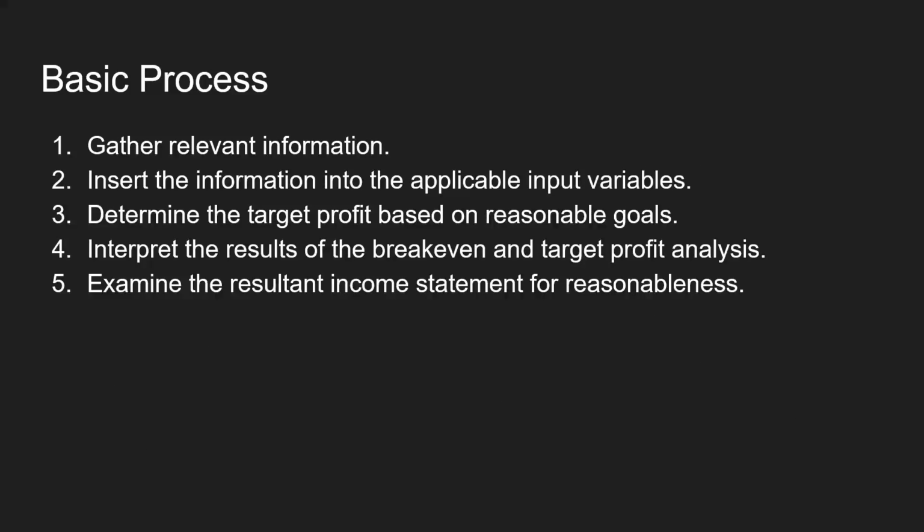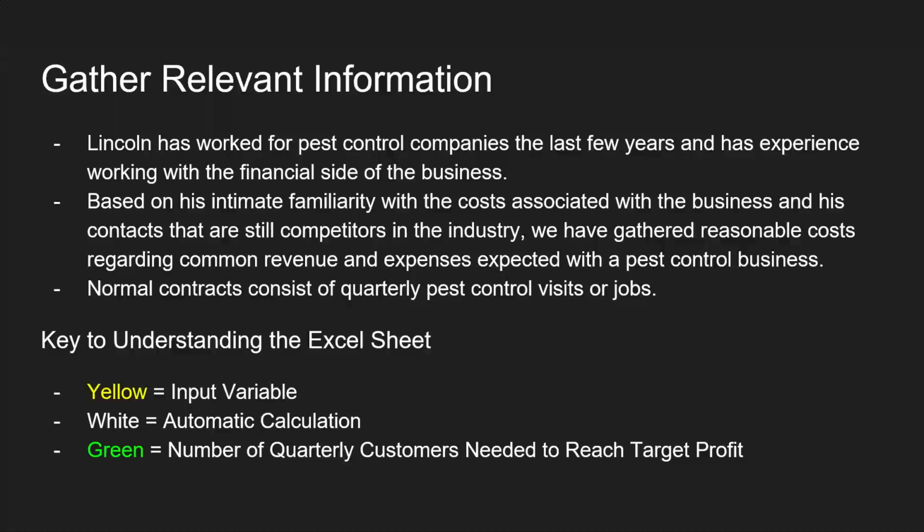Some of the things we did to begin the process was to gather relevant information, which we then inserted into our input variables. We also looked at reasonable goals that we could accomplish with the pest control company. We then experimented with the break-even and target profit results, leading us to our final spreadsheet. The way we gathered information was through Zach's son, Lincoln, and his contacts. All of them have worked in pest control companies for many years and understand the reasonable cost and revenue.